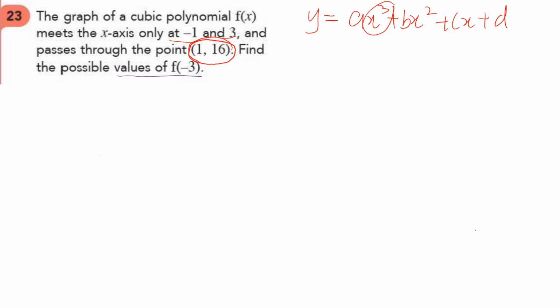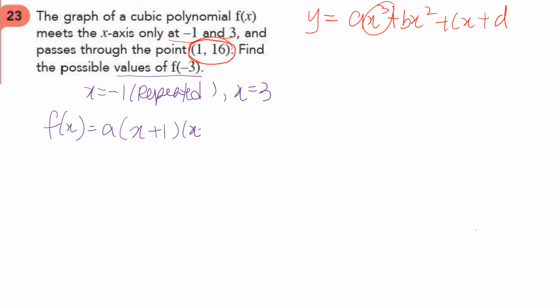So in this case here, x equals -1 is repeated. Let's do case 1 first, and then we have x equals 3. So we would have f of x equals a, the coefficient of x cubed. We don't know what it is, right? So we need to call it a, and then we need to find it out. If x plus 1 is repeated, then the linear factors will be x plus 1 and another x plus 1, right? And then x minus 3. So this one we can actually stack up.